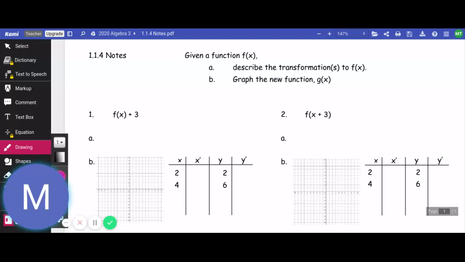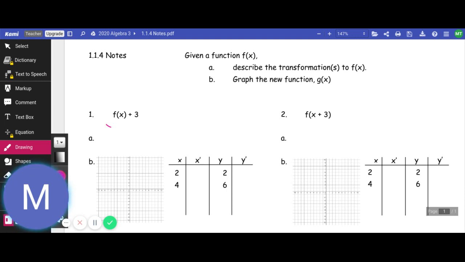All right, so here are the 1.1.4 notes. This is our intro into level 1. It says, given a function of x, describe the transformations to f of x. That's what you did in the previous worksheet.